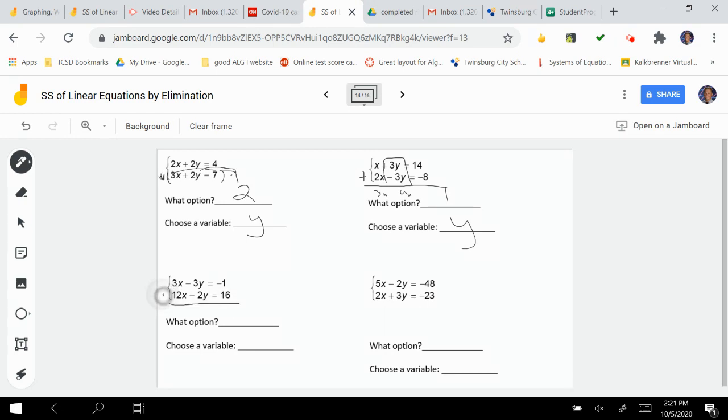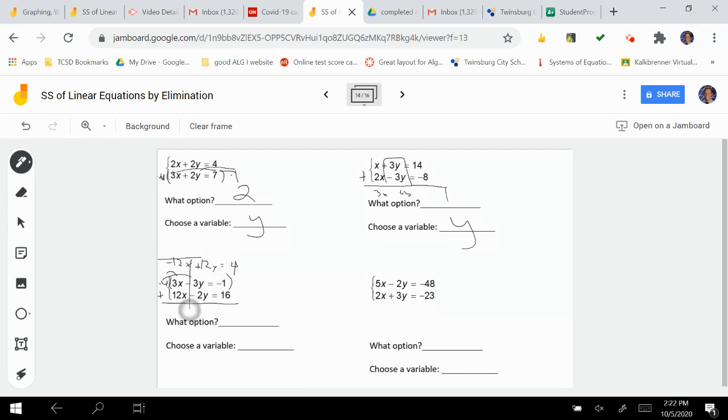Here, if we just add them up, we get 15x. That's not good. We get negative 5y. So option 1 is not an option. Option 2, can we multiply 3 by something to get the opposite of 12? So we can take that and multiply by negative 4. What is negative 4 times 3? Negative 12x. What is negative 4 times negative 3y? Positive 12y. And then negative 4 times negative 1 gets us a positive 4.